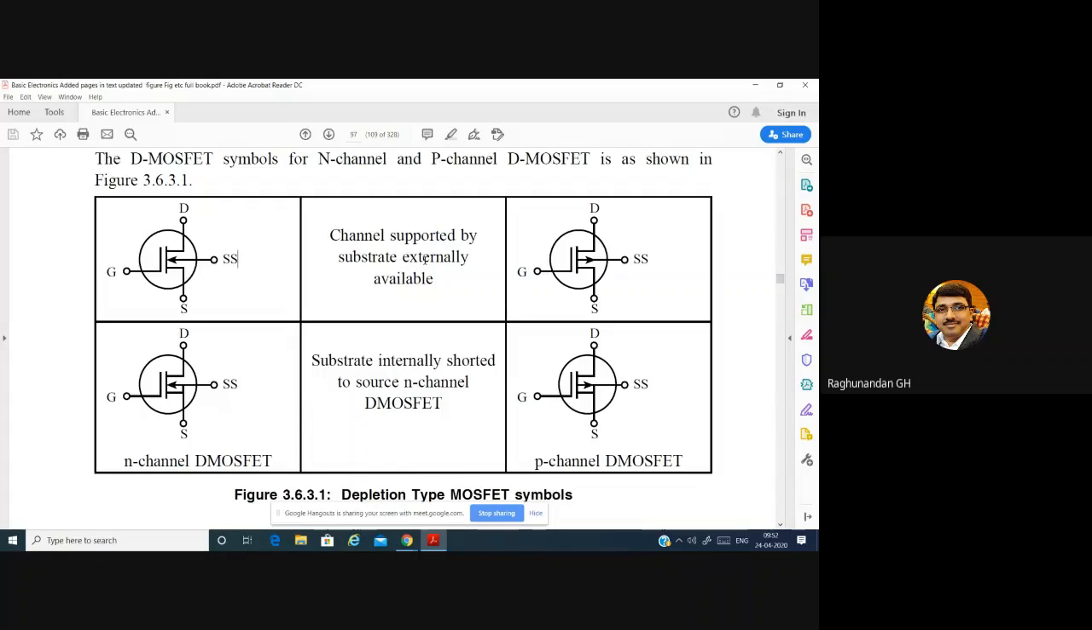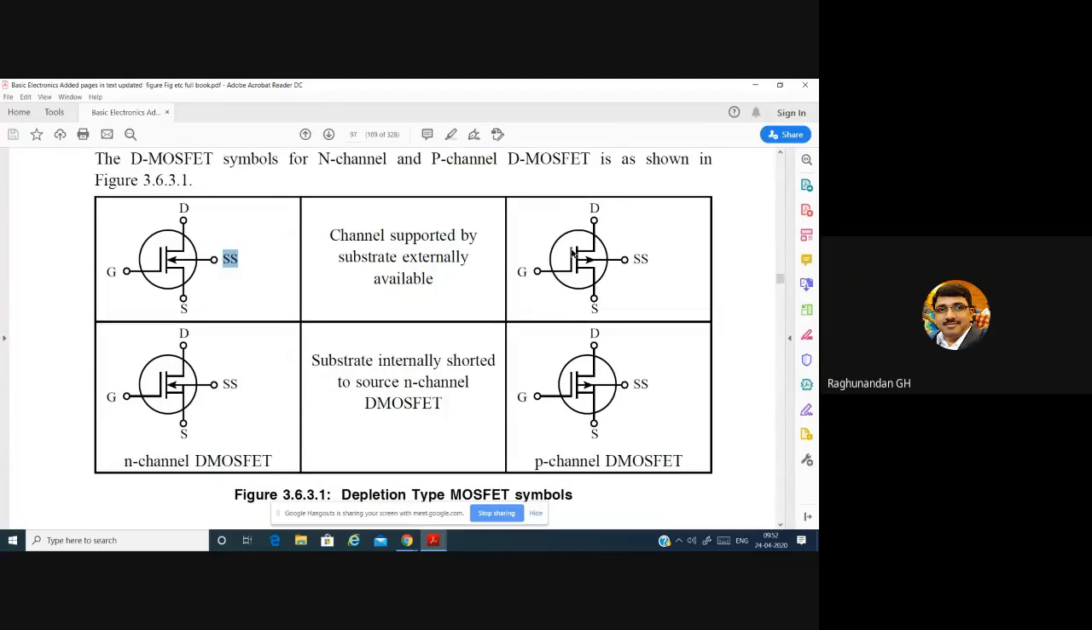So the channel is supported by the substrate, which is externally available. So it is connected externally or it is left open. Or the channel is internally shorted to the source, as in the N channel DMOSFET. So here the substrate will be shorted with this source. Here you can see the P channel DMOSFET. The arrow mark which is moving away from the channel indicates a P channel DMOSFET.